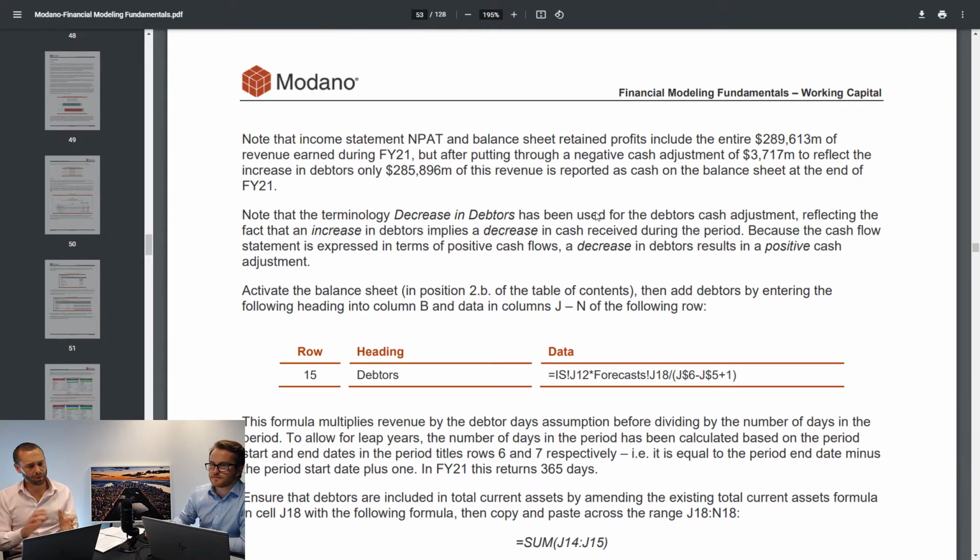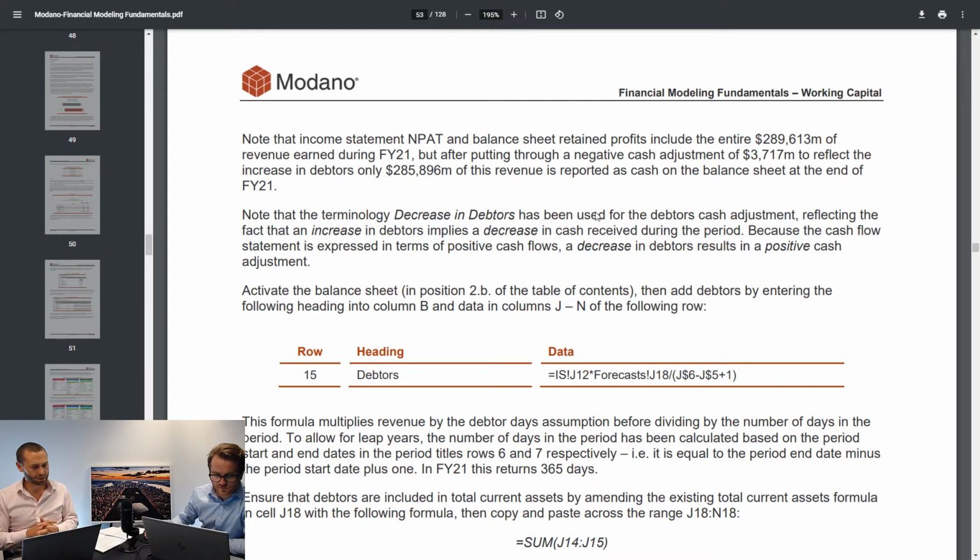So the important thing to bear in mind is that the working capital does not impact the income statement. It doesn't affect profitability when you're using accruals accounting in your income statement. So what we're going to do here is put a balance sheet item onto the balance sheet, which is going to be our debtors, and we're going to put a cash adjustment through the cash flow statement. We refer to these as working capital adjustments. So what we're now going to include in the model is debtors, and the debtors working capital adjustment. Now, the first thing we're going to do is go into the balance sheet.